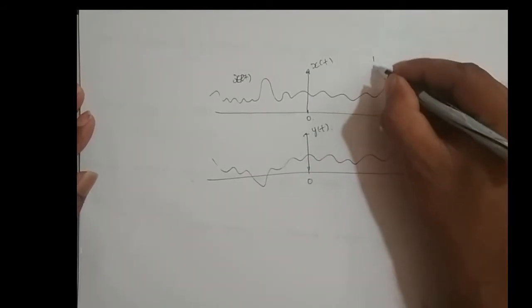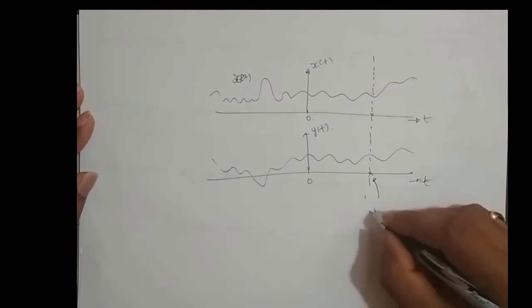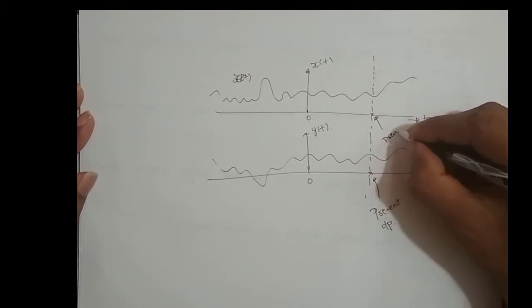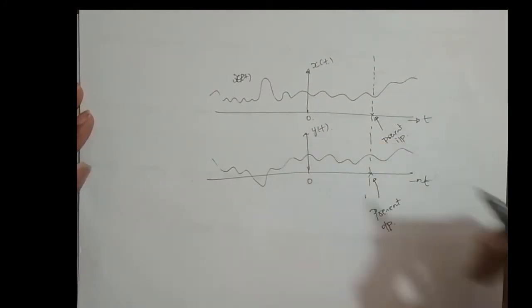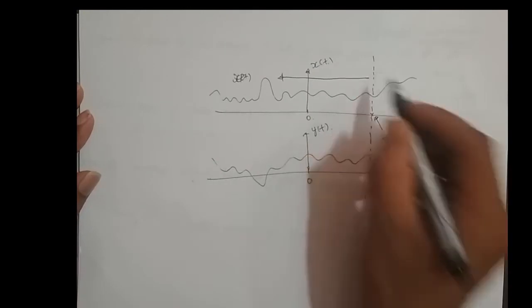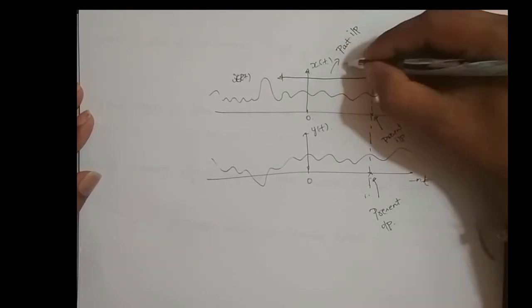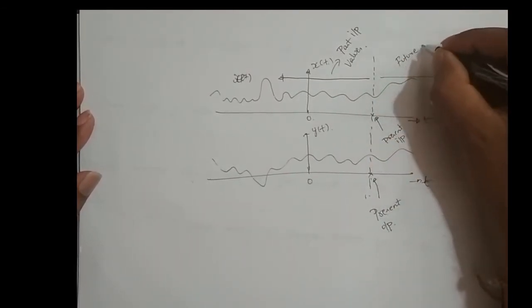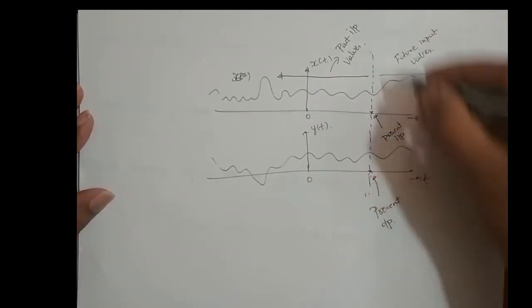For example, if I consider this point as my present output, and this is the present input. Why present input? Because it is with respect to the input signal, and this is the present output because it is with respect to the output signal. Now, with respect to the present output, the left-hand side of this dashed line is the past input values, and the right-hand side of the dashed line is all future input values.